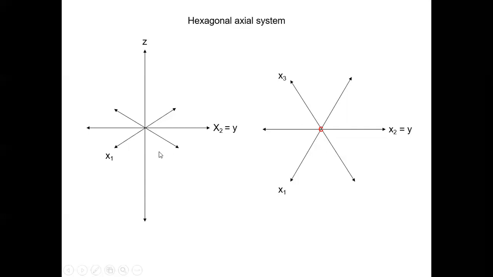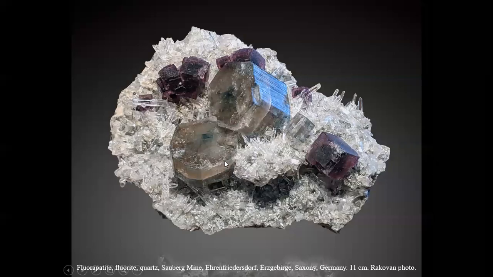We don't need to use 4 axes of dimension for 3-dimensional space, but it's present because of the symmetry. If we were to look down the z-axis, this is the pattern that we would see. This hexagonal array of x-axes, x1, x2, and x3. So the next time you see a hexagonal crystal, like one of these apatites, if you look down and see the hexagonal shape, you know that's where the z-axis is oriented. And the 3 x-axes will be oriented in the plane perpendicular to that.